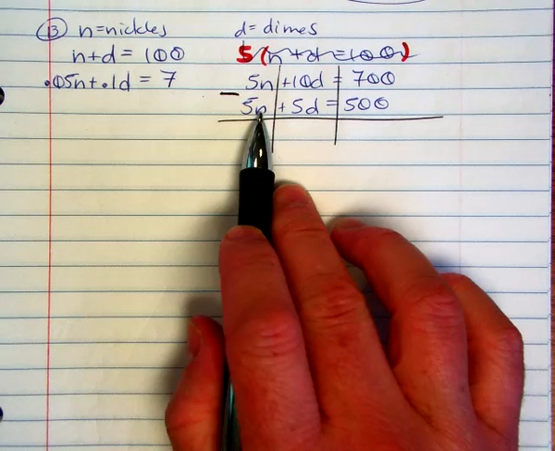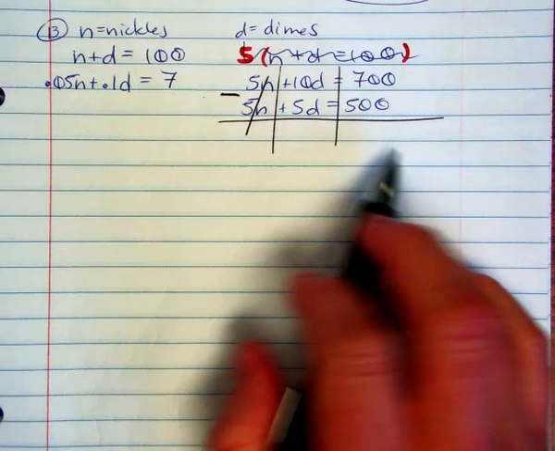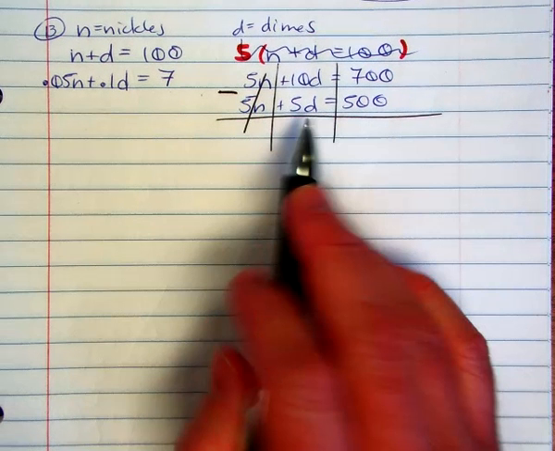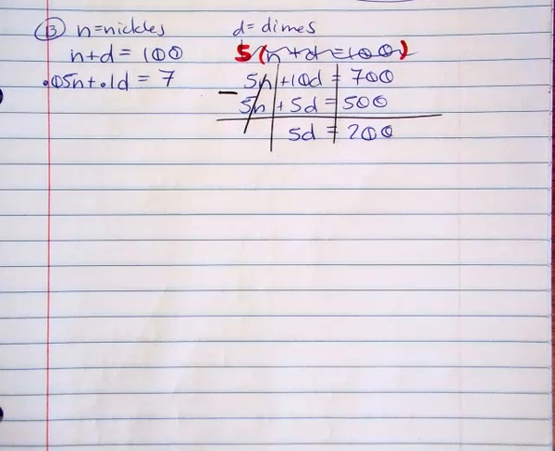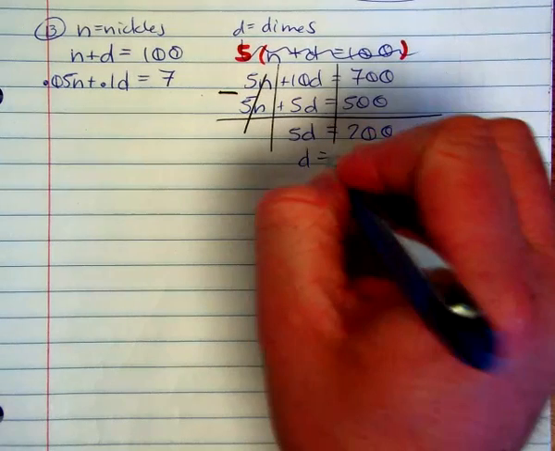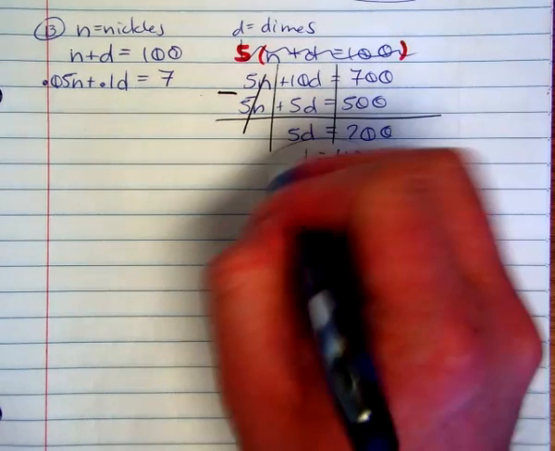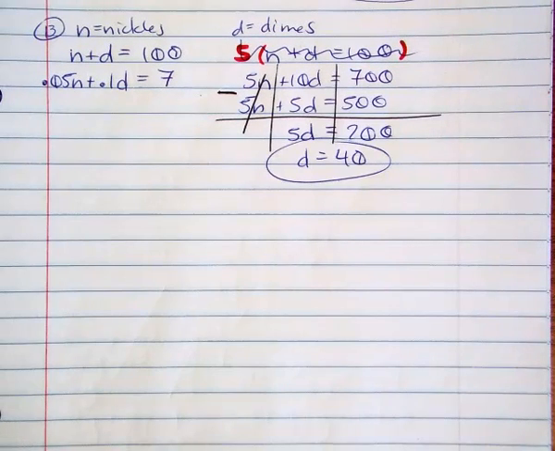So 5n minus 5n, that cancels. 10 minus 5 gives me 5d. 700 minus 500 gives me 200. If I divide by 5, I get that d equals 40. So there are 40 dimes.